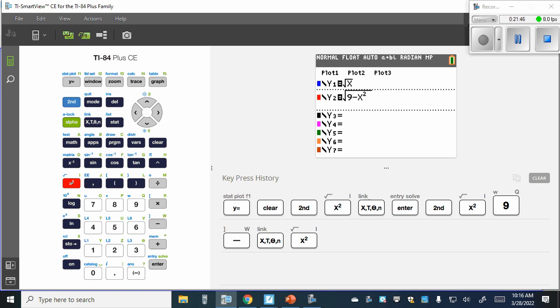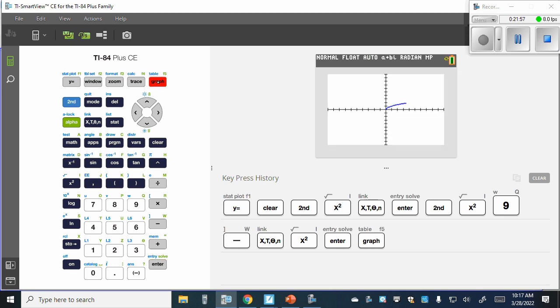Was everybody able to get these typed in for y1 and y2? Yes? We can go on and hit enter. Now, normally when we did this, we would hit graph next and kind of use the graph to figure this out. And we get these here.